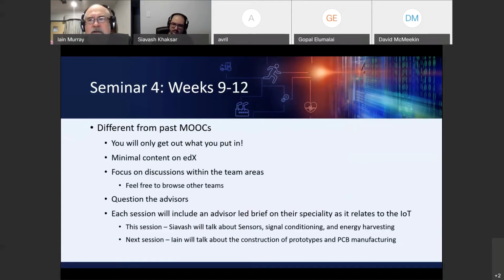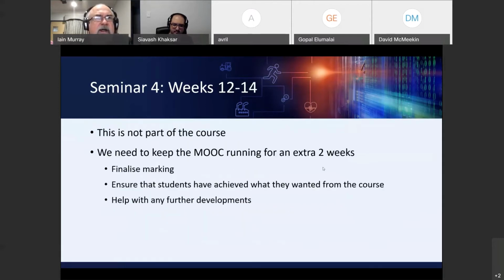Following that, David McMeekin will give us a talk on spatial sciences, GIS, and how that fits in with the IoT. And finally, Val will be giving us or discussing with us how to use and how to access big data.